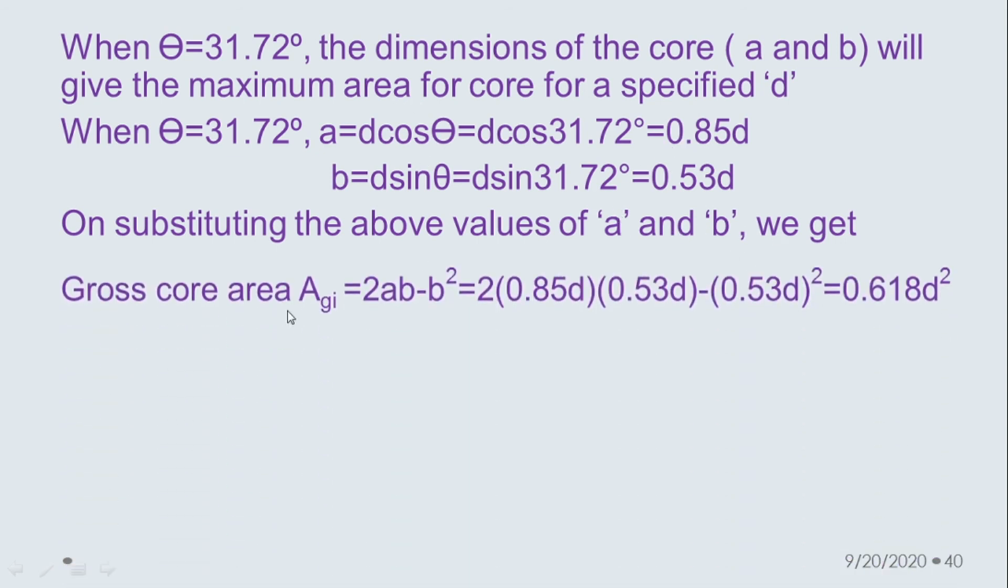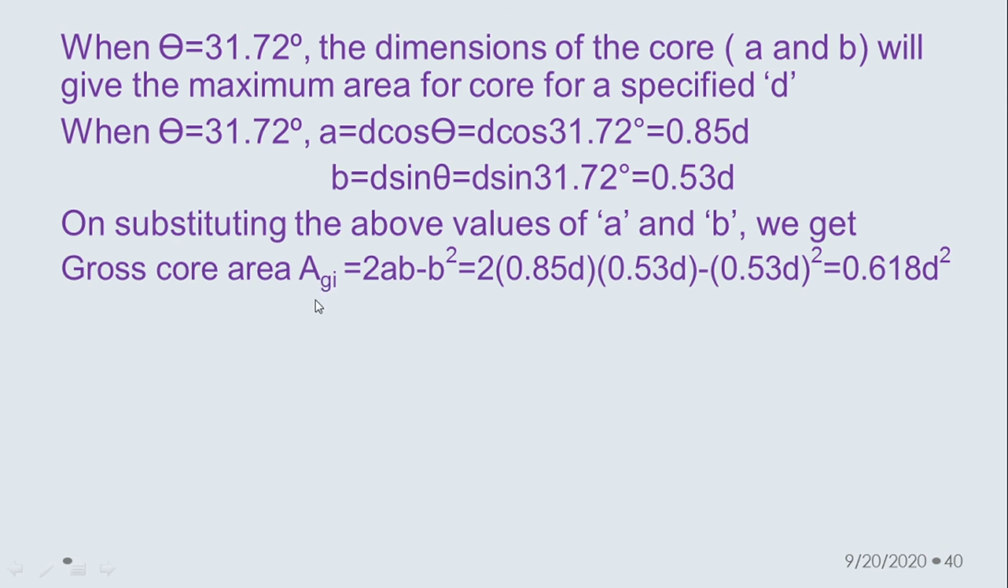If you are getting that, then the gross core area AGI, in the equation you got it as 2AB minus B square, correct. Gross core area is AGI equal to 2AB minus B square. If you substitute this A and B value, 2 into 0.85 into D into 0.53 into D minus B square, which is 0.53 into D square, is equal to 0.618 into D square. So the gross core area is given as 0.618 times d square, where d is the diameter of the circumscribing circle or diagonal of the rectangle.